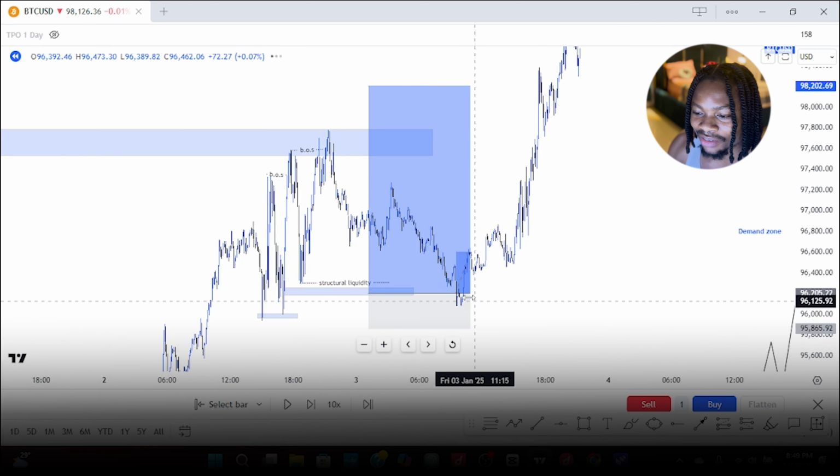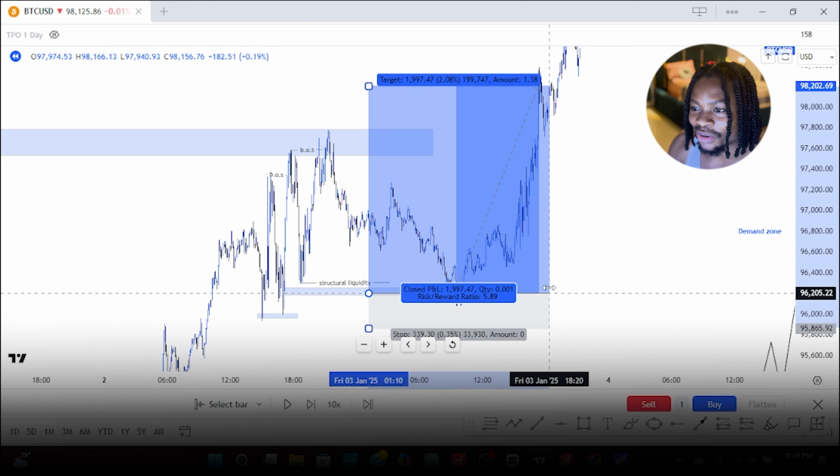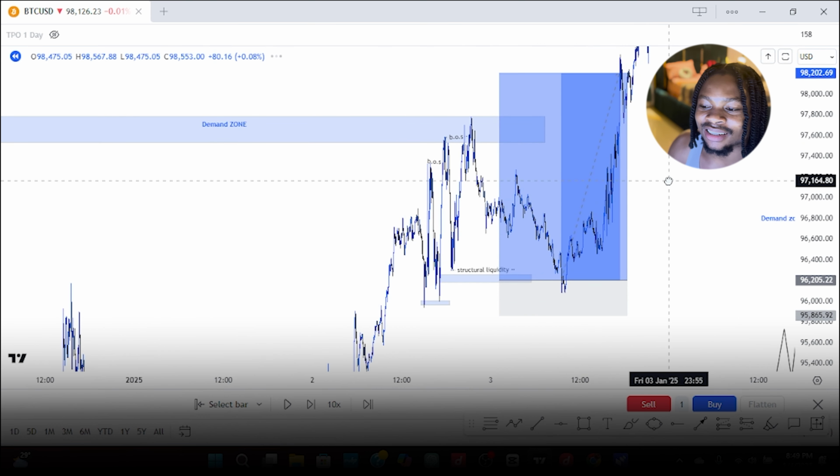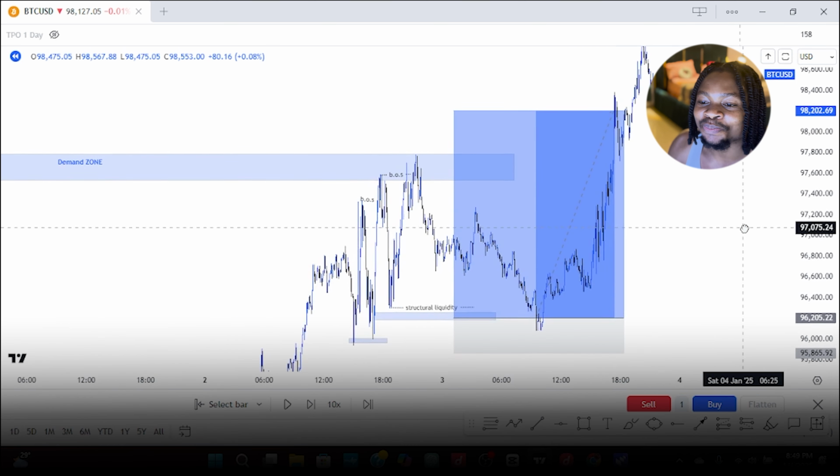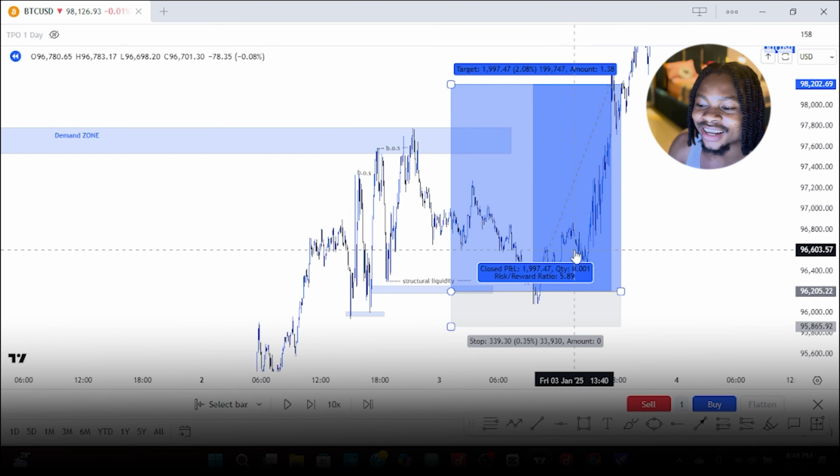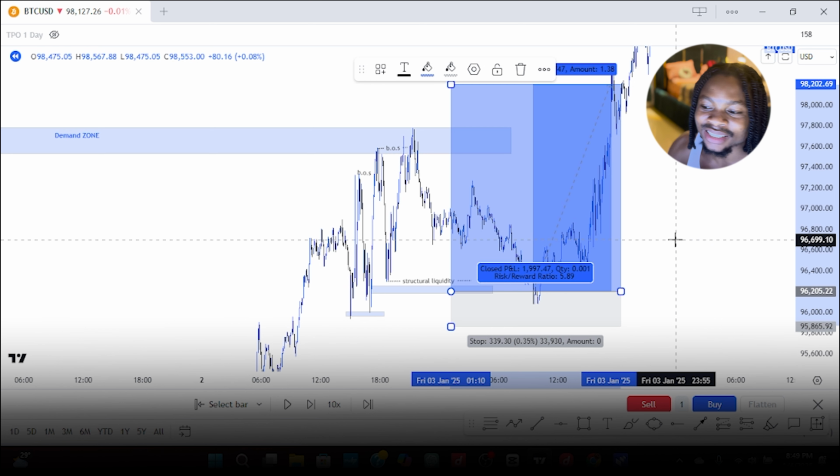I don't know why I'm having this slowdown on the chart. But you see how that was very easy, simple. Targeting demand zone. Just like that on BTC, we smash TP. This one is like my favorite. I trade it all the time and it works.